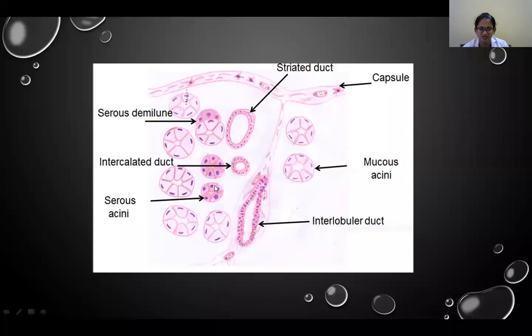In the serous cells, the nucleus is placed subcentrally and is rounded, whereas in the mucous cells, the nucleus is flat and lies towards the basement. In the mixed salivary gland, the serous cells form a demilune attached in a concentric manner to the mucous cells. This is a mixed salivary gland. These are all the ducts.